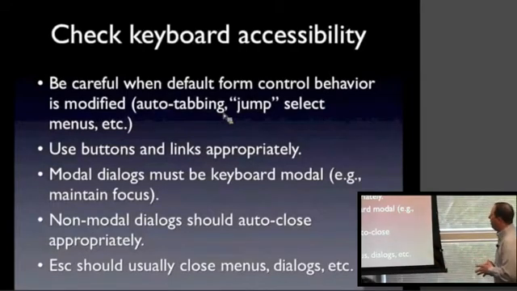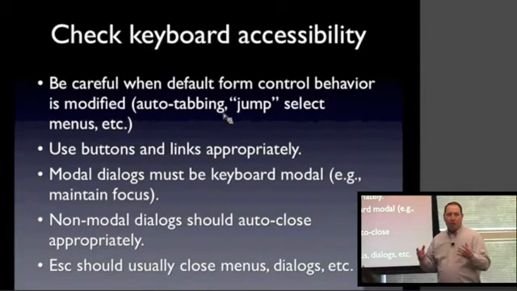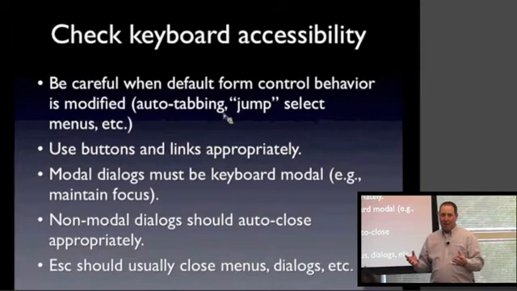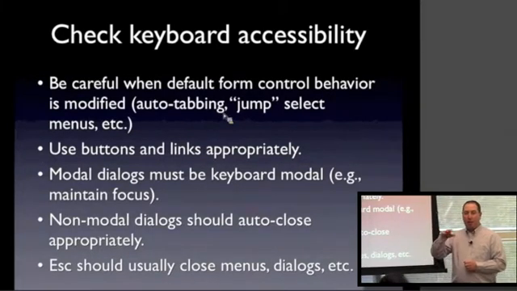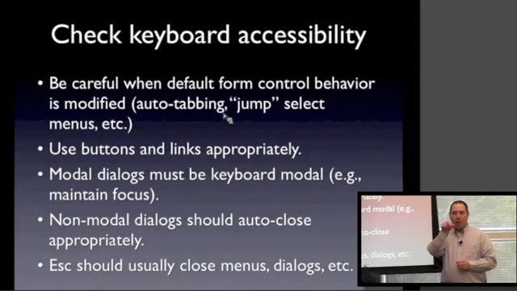Few other things to be careful with. Be careful when default form control behavior is modified. Users expect form controls to always work the same, right? An example of this might be auto tabbing. With a telephone number, you type the first 3 digits in the first field and it automatically focuses you on the next one. If I'm a keyboard user, I'm very used to typing 3 and hitting tab. If you've already tabbed me, I'm now in the last field.